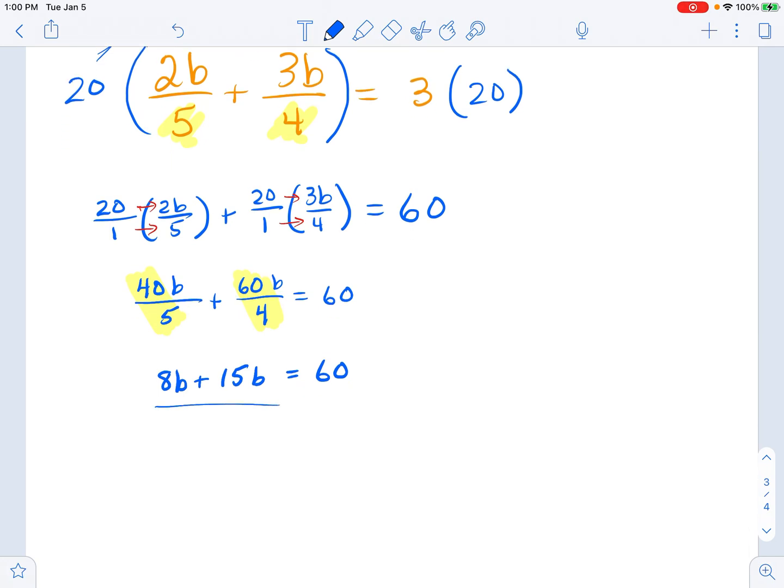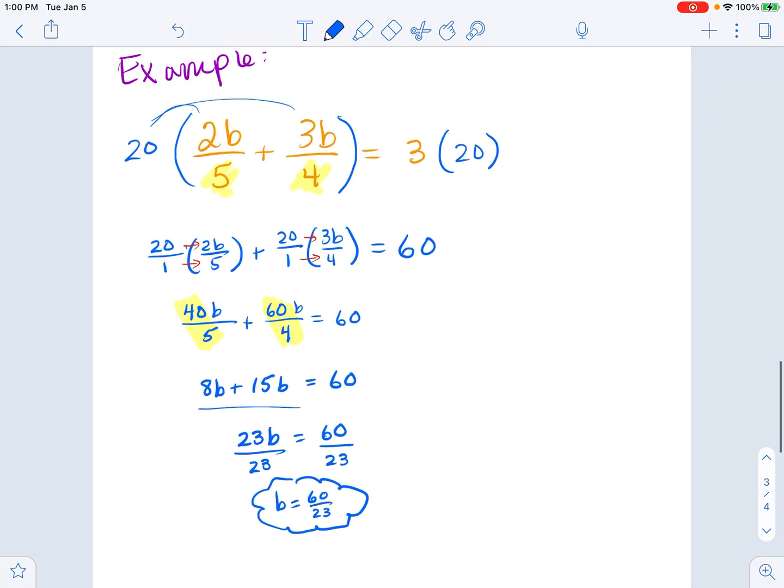Now I can combine my like terms, 8b plus 15b, which is 23b equals 60. And I can now solve for b by dividing both sides by 23. b equals, oh man, it would be nice if this were a nice number, but since our original problem had fractions in it, why don't we just leave it as a fraction, 60 over 23? I'm okay with that if you are.